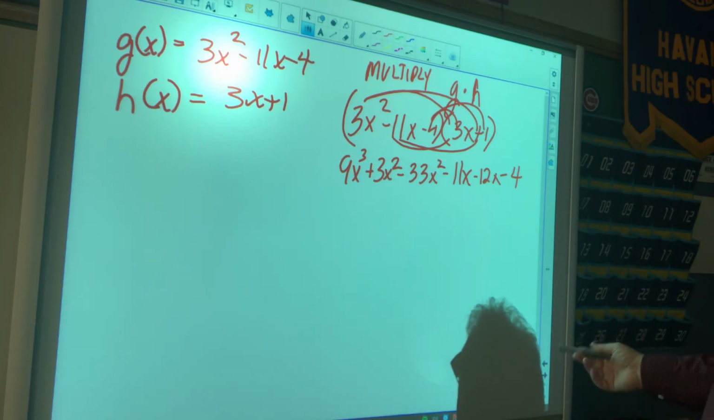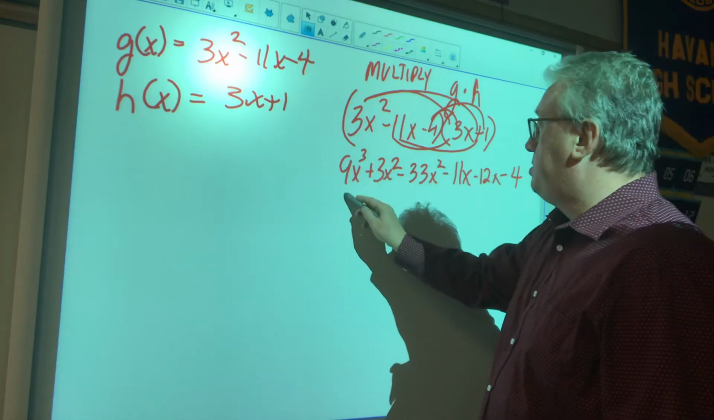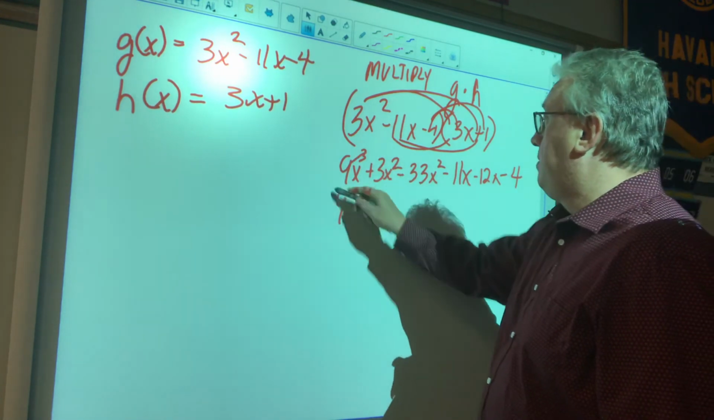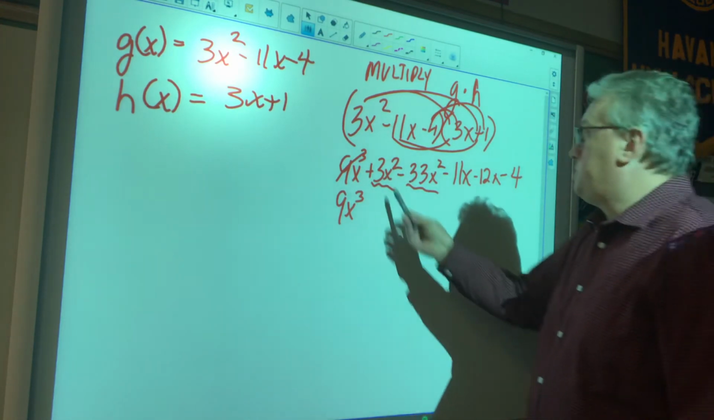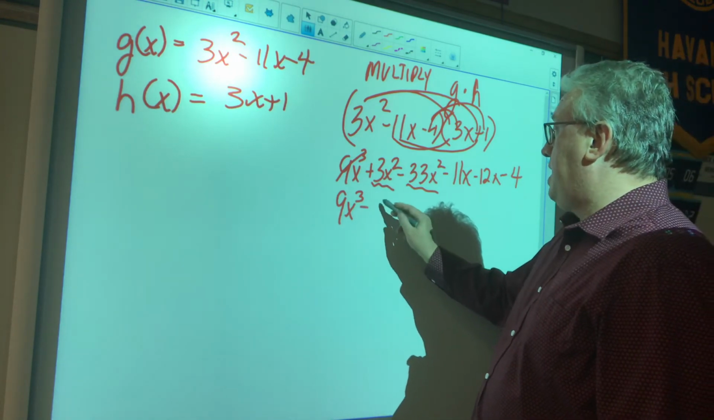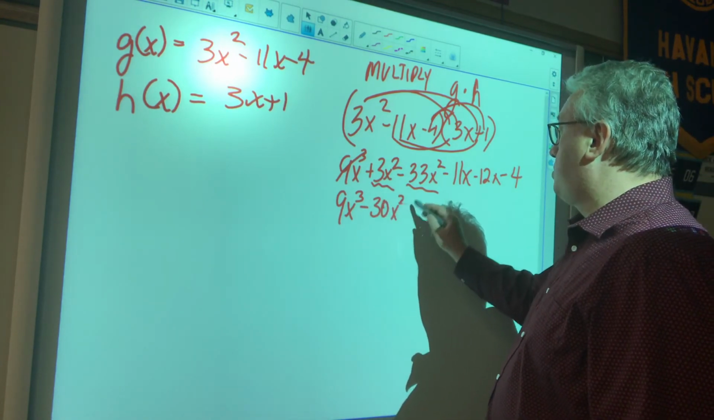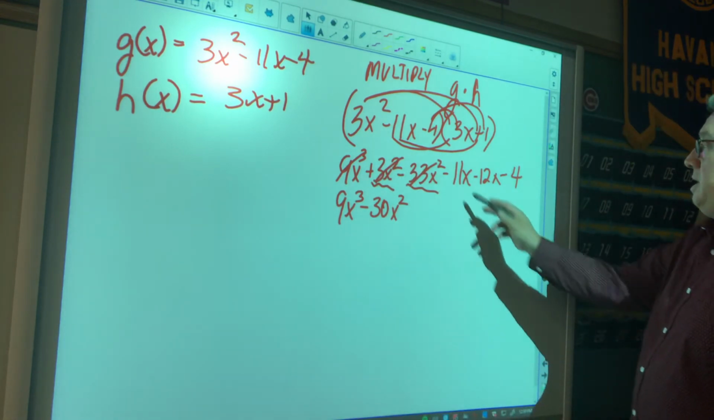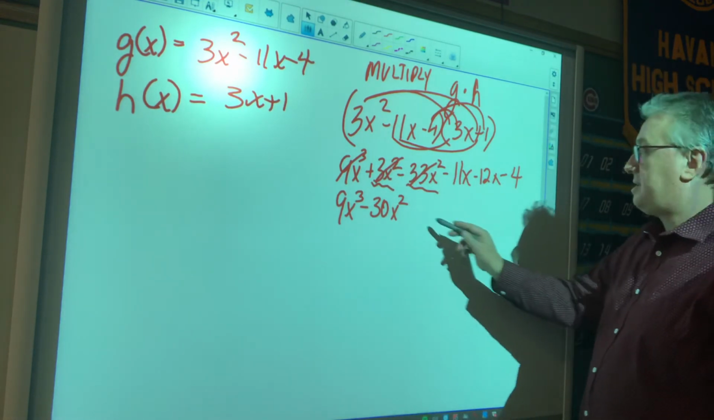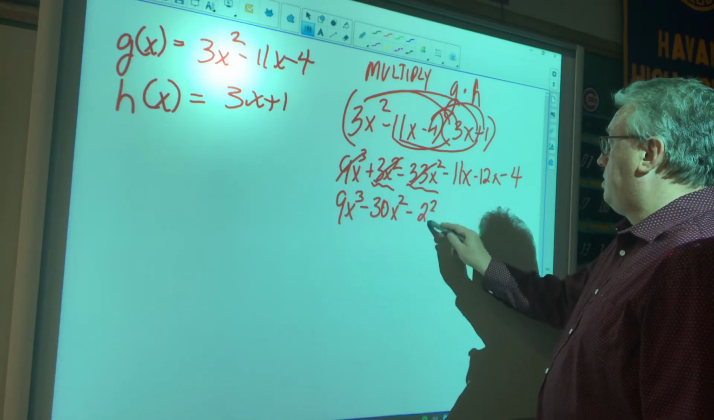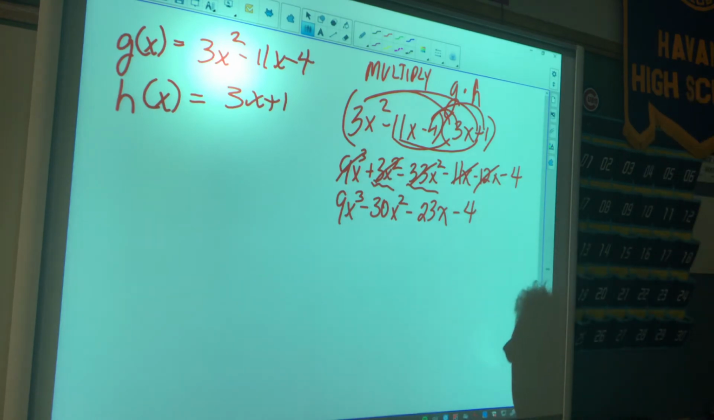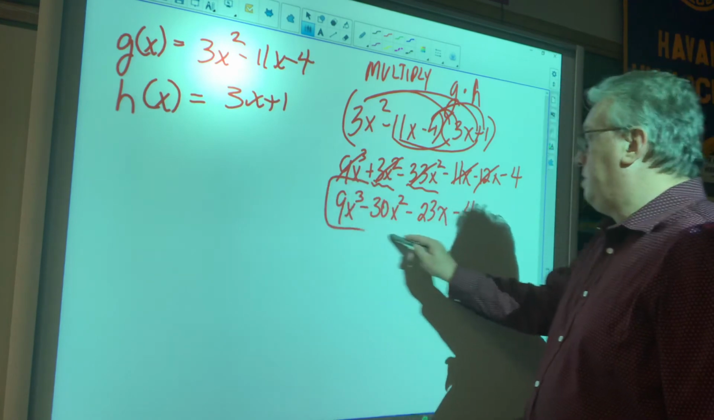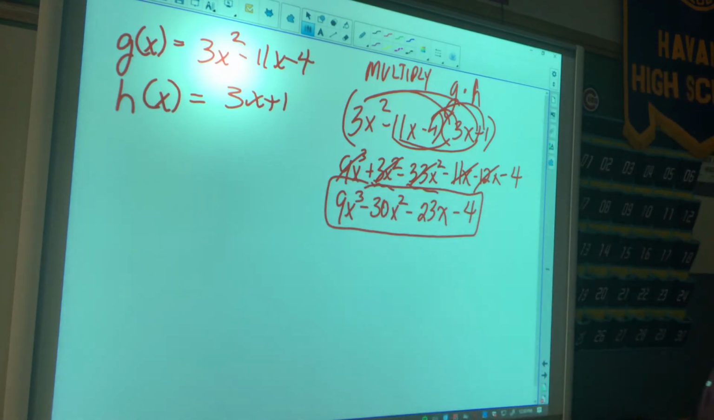Now we need to look for like terms. Well, do I have any other cubed terms? No. 9x cubed, that one's done. But look here, I got a couple quadratic terms. So 3 minus 33 is negative 30x squared. And those are done. Here I have negative 11x minus 12x, so negative 23x. Those are done. And our lone constant minus 4. So that would be our answer in terms of multiplying g times h.